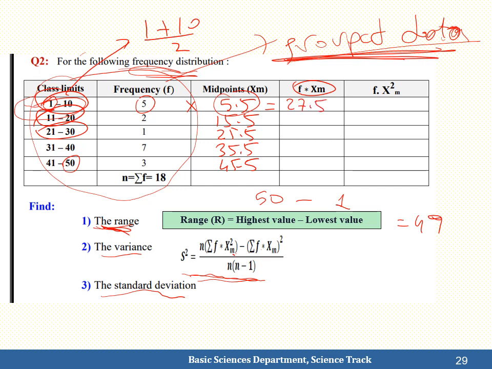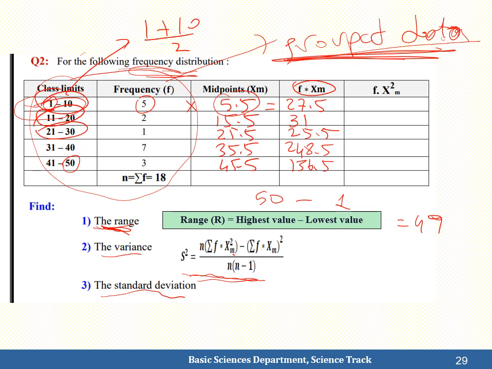And I'll write the rest here. You can check yourself. So these are 31, this is 25.5, this is 248.5, and this is 136.5.